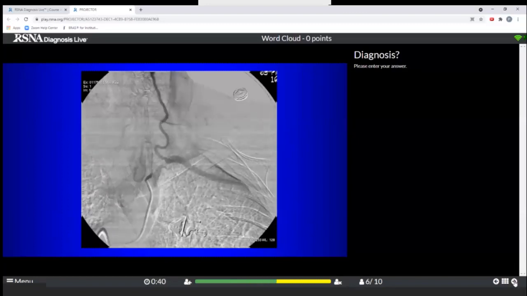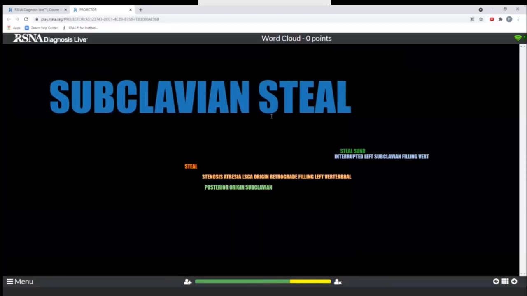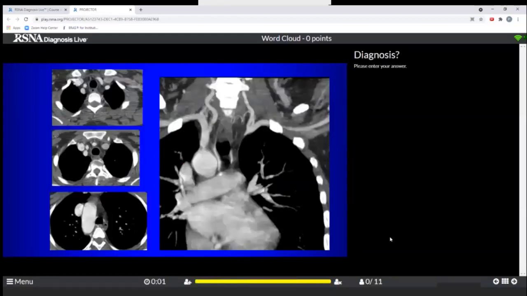And what did we say? We said there is subclavian steal. This is a form of congenital subclavian steal, and this is from an interrupted left subclavian, which we can also see with right aortic arch, or an isolated left subclavian. So what's happened here is the left subclavian artery is no longer connected to the aortic arch. So how does it fill? It fills retrograde from the vertebral artery. So this is a form of congenital subclavian steal.